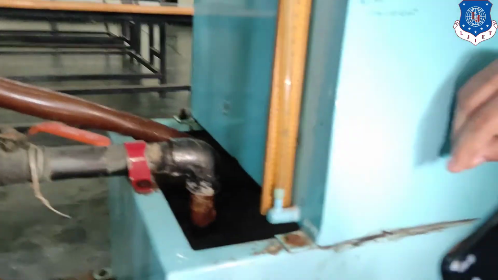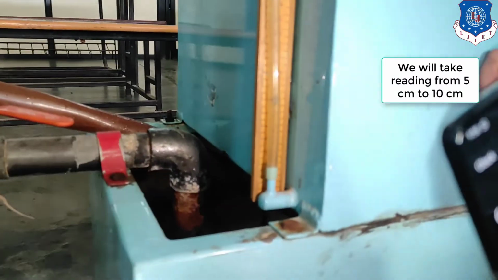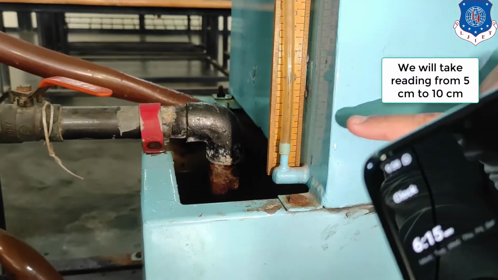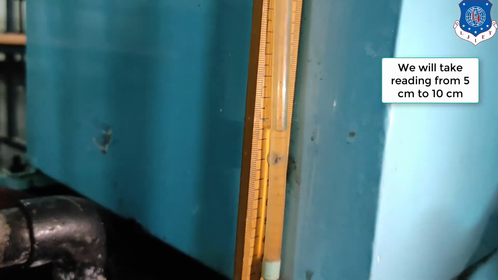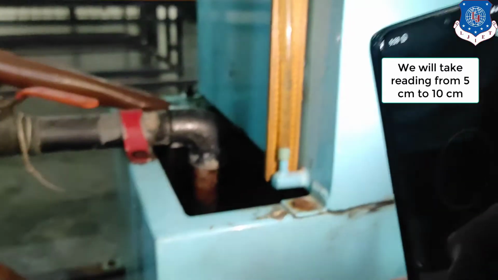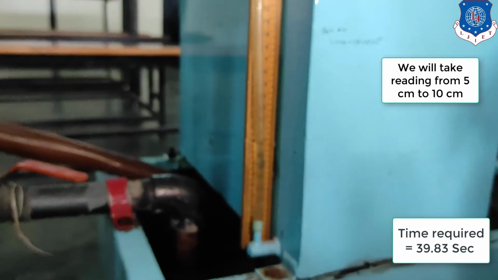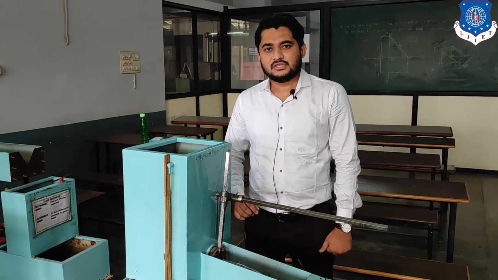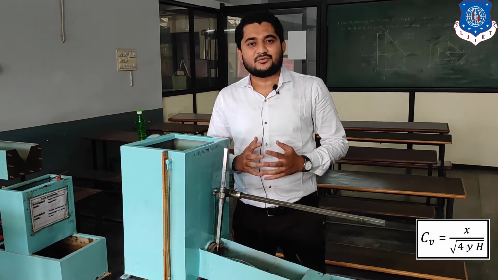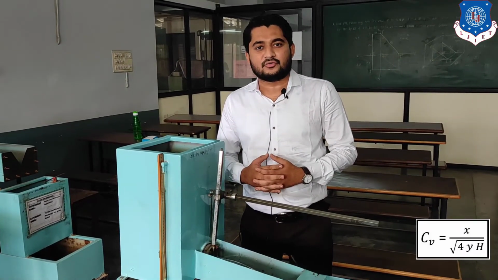Okay, here. So we will start our reading from the 5 centimeter. So this is indicating the water level. Okay, so at the 10 centimeter we will stop our reading, right? So our time required will be 39.83 seconds. Okay, so for finding out Cv, the equation is x divided by under root 4yh.